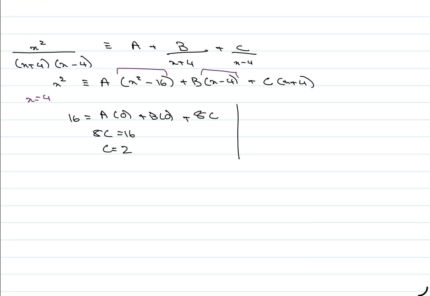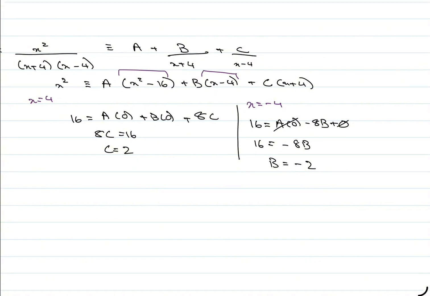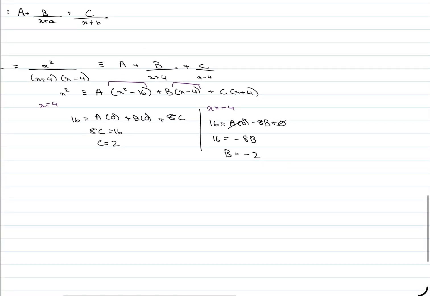Now let's solve for b. When we substitute in minus 4, we get rid of c and we get rid of a again. So 16 equals a times 0 minus 8b plus 0. 16 equals minus 8b. b is equal to minus 2. Please comment if I'm making a mistake.